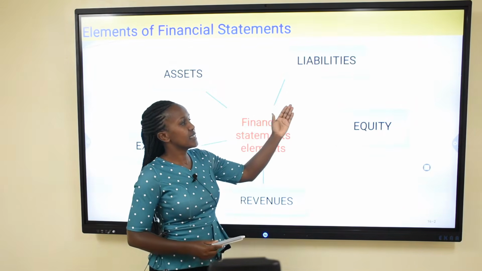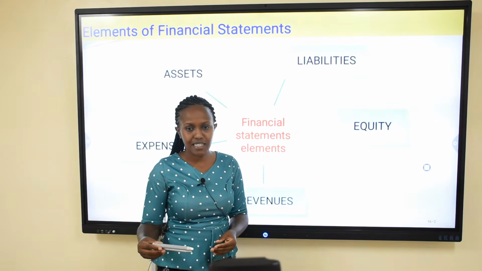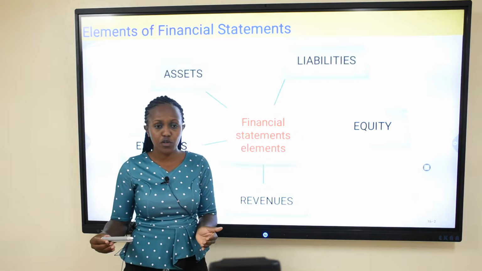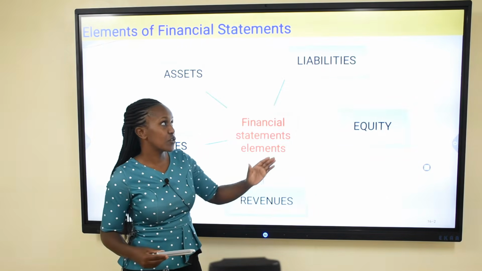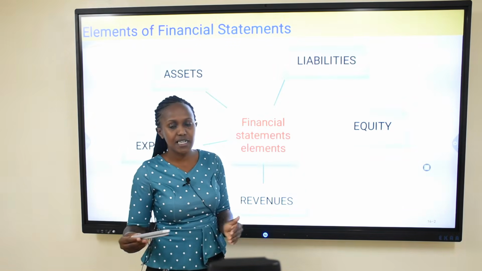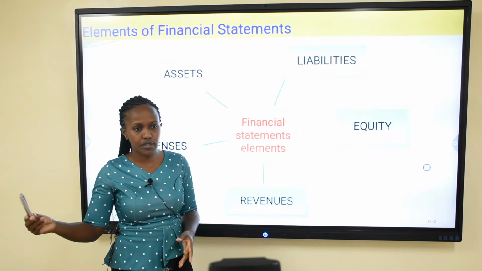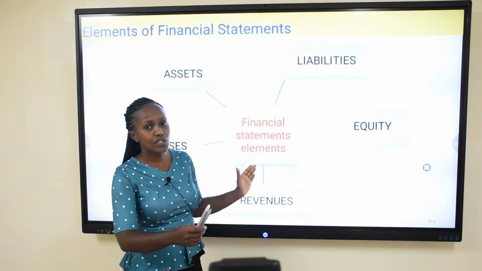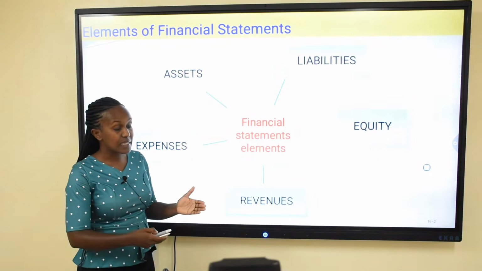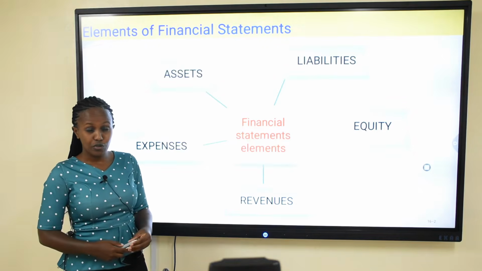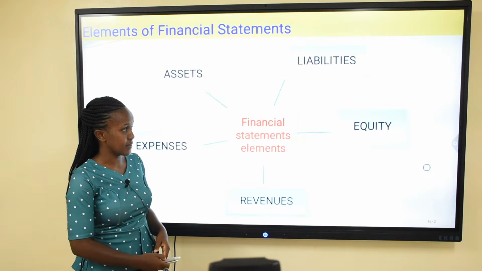Again, liabilities can be broken down into two. We have current liabilities, payable within a short period of time, maybe 1 year, like creditors. We can also have non-current liabilities that are payable for a longer period of time, like debenture loans. So, having understood these elements of the financial statement, that will bring us now to our first step of the accounting cycle, which is journalizing.